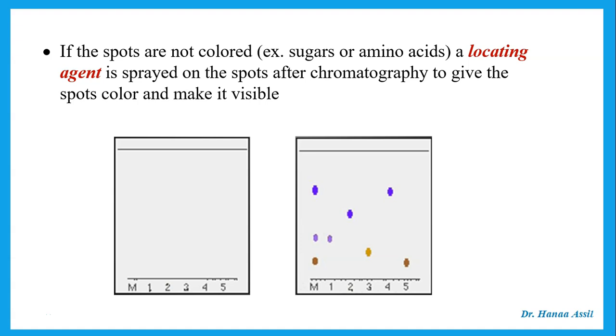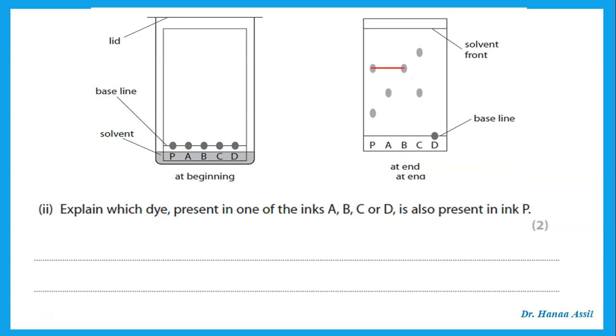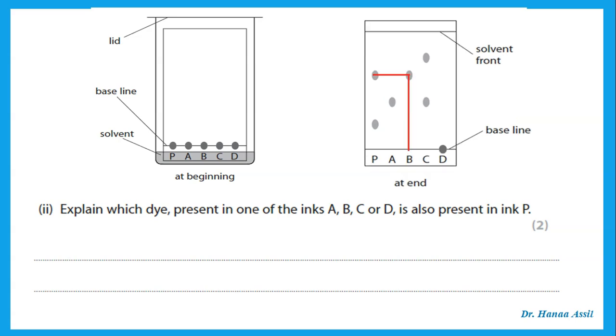So if we have different spots like this and we're trying to compare them, which dye is present in P, you should realize that the one present in P is the one that has a spot the same height as a spot in P. So that means P contains substance B and something else, which we don't know.